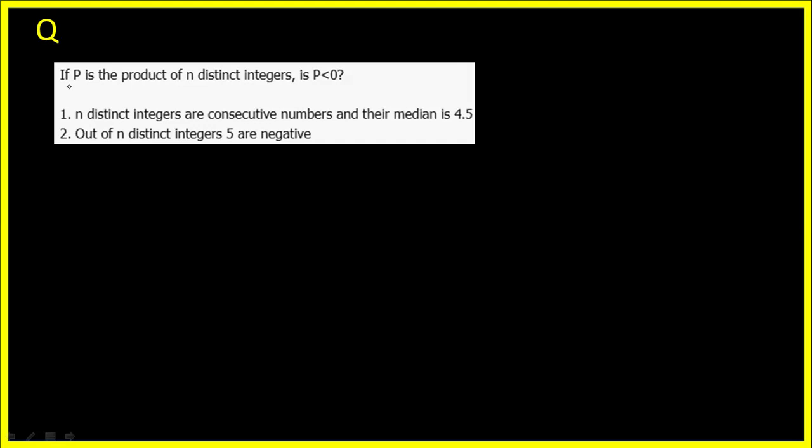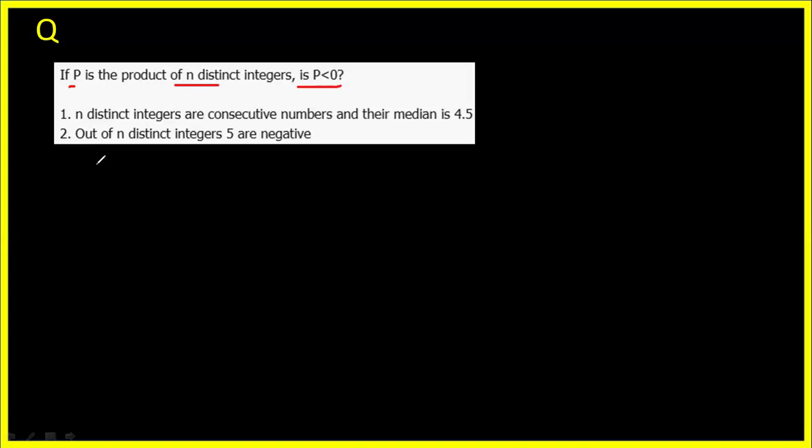It says that if P is the product of n distinct integers, is P less than 0? Now, if we understand the strategy here, create as many cases as possible, right? Create cases, that's your key strategy on data sufficiency. If you leave a case, it might give you some other different answer. So do not leave a case. Create as many cases as possible. That helps you get closer to the correct answer.